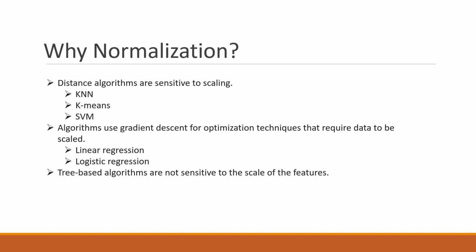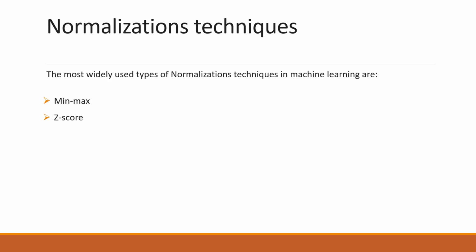So, on the other hand, tree-based algorithms like decision tree and random forest are not sensitive to the scale of the features. This is because a decision tree only splits a node based on a single feature, and this split is not influenced by other features. Normalization techniques are widely used in machine learning to pre-process data and improve the performance and stability of machine learning models. Among the different normalization techniques available, two of the most commonly used are min-max scaling and z-score normalization.